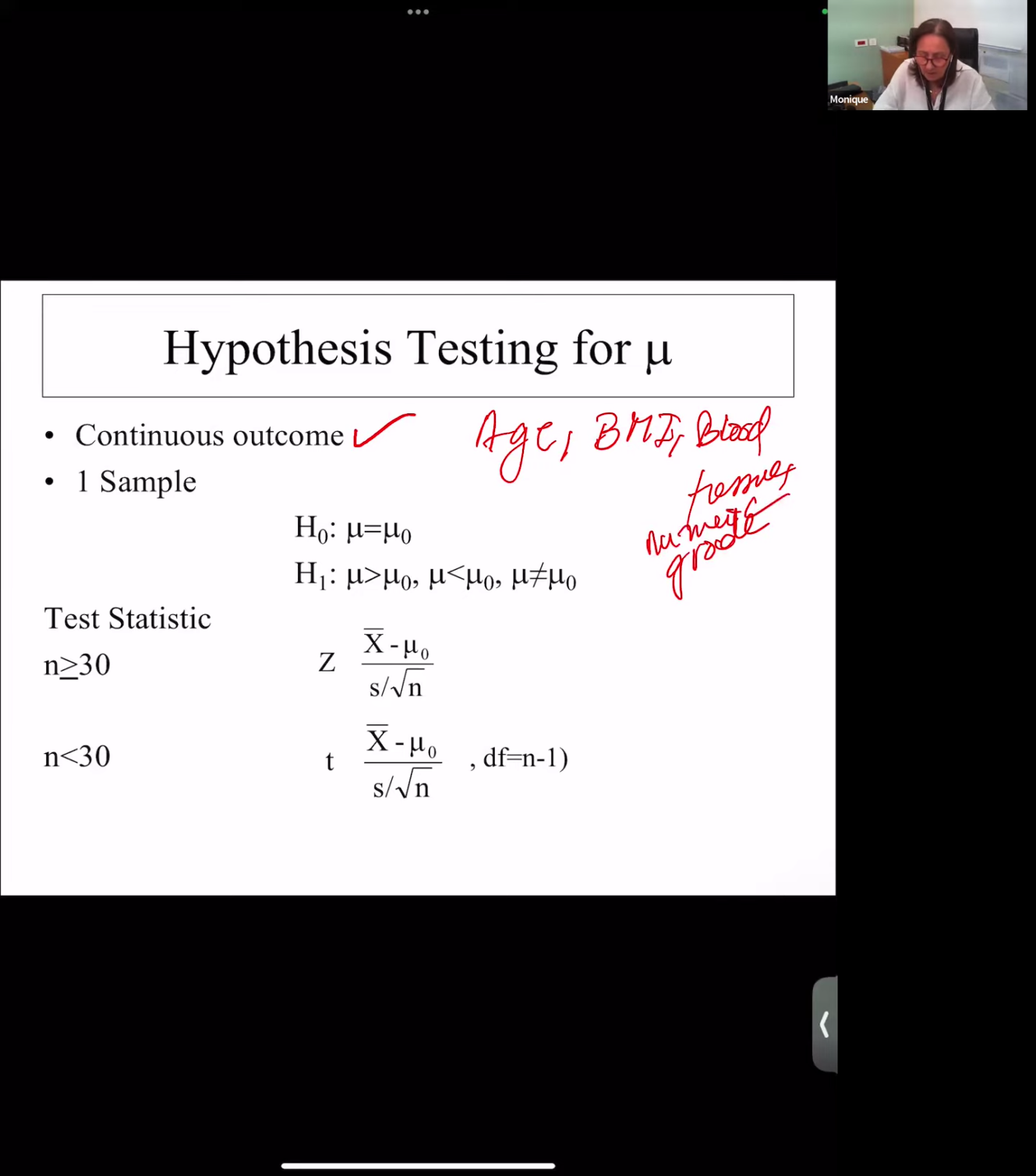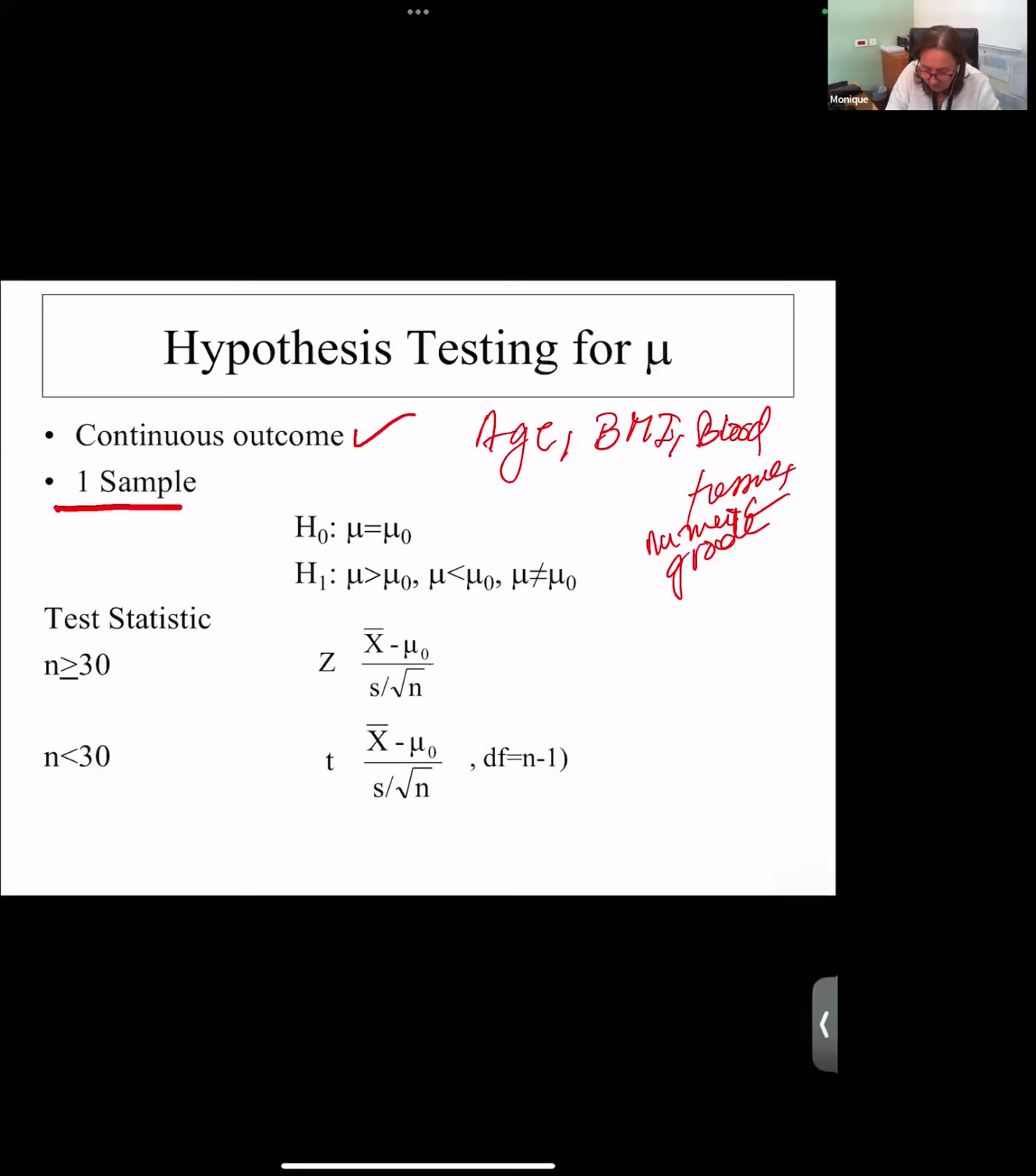Okay, and we're going to consider one sample in today's lecture. What I'm considering, again, is hypothetical. First, this is step 1. I state my hypothesis. So H0: mu equals mu 0. This is always the null. So, one sample, continuous.